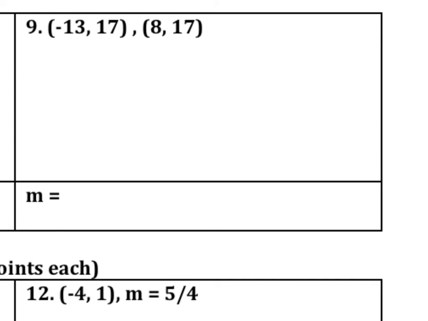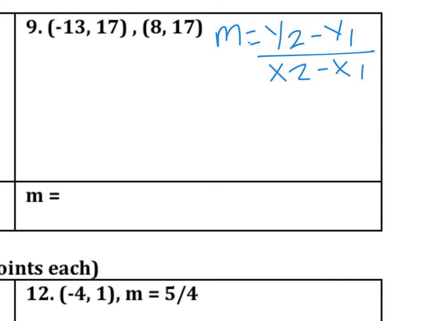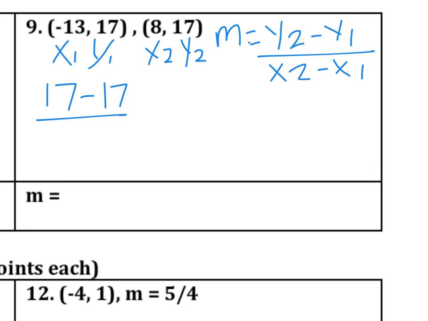All right, so let's remember that slope formula again. So slope is equal to y2 minus y1 over x2 minus x1. And we have an x1, y1, x2, y2. So our y2 is 17 minus our y1 of 17. And we can stop there if you want to, because we know that the top is going to be 0, and therefore we know that 0 divided by anything is going to be a 0 slope.